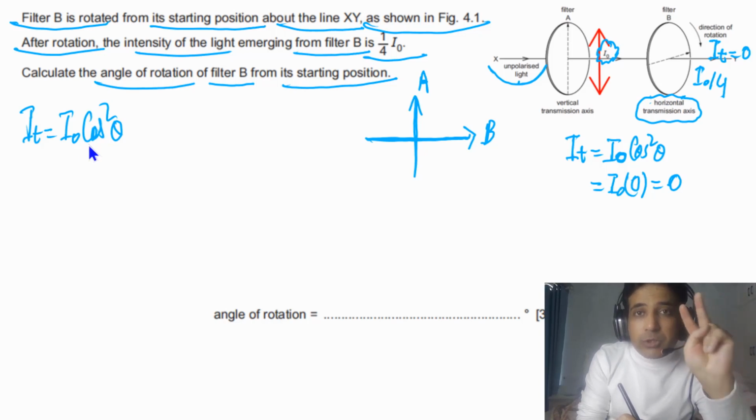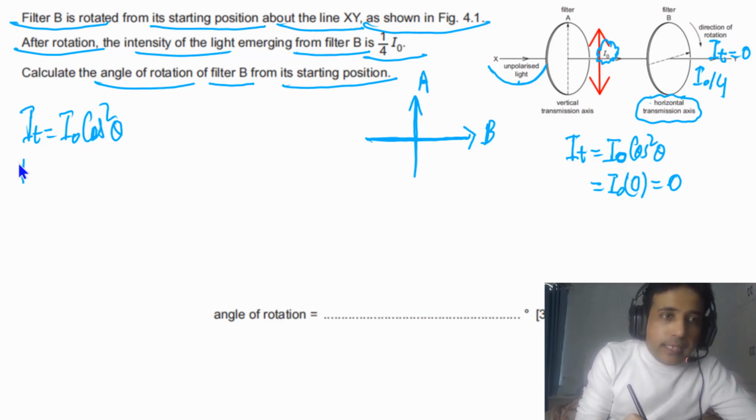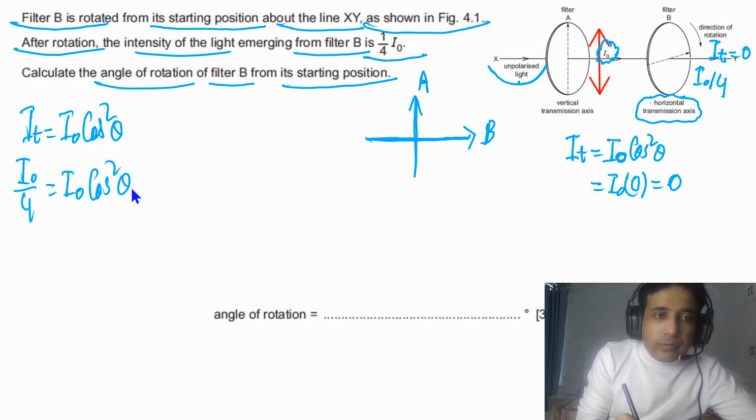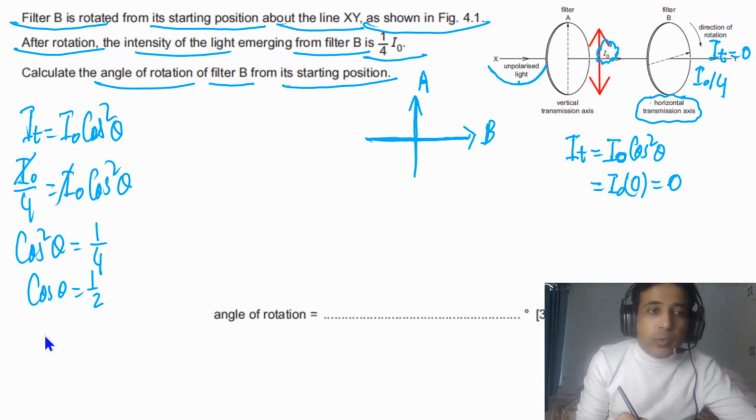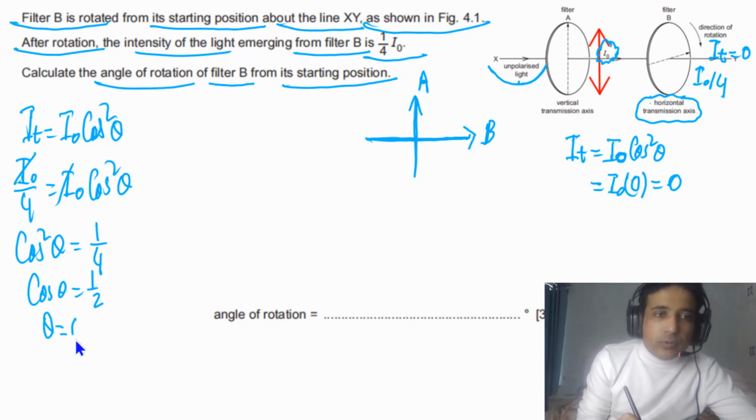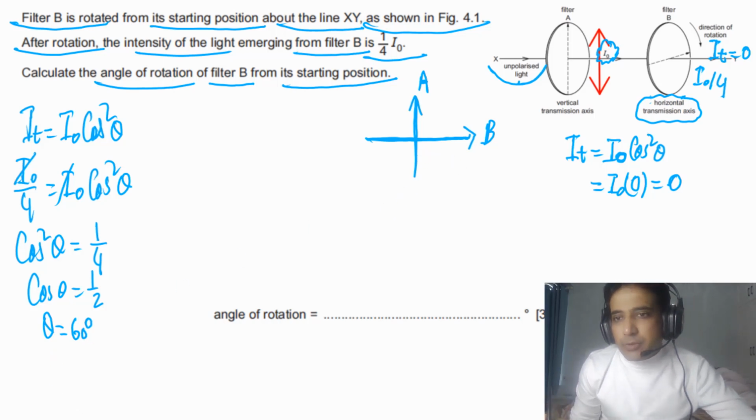So in this case, IT is given to us. That is equal to I naught by 4. And we have incident intensity and cosine square theta. I naught we can cancel with I naught, so we can write down cosine square of theta. This is equal to 1 by 4. So cosine of theta will be equal to 1 by 2. And cosine of theta is equal to 1 by 2 if theta is equal to 60 degrees. So it simply means that the new angle between these transmission axes is equal to 60 degrees.